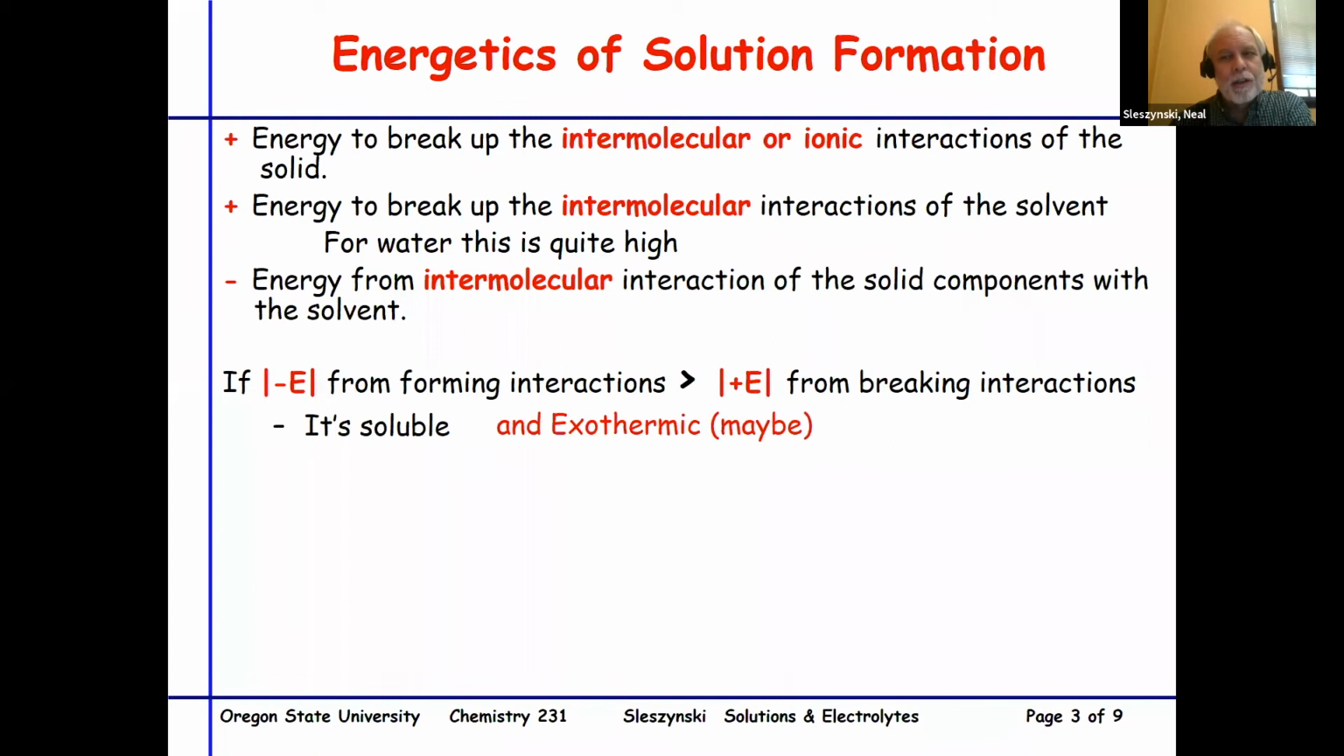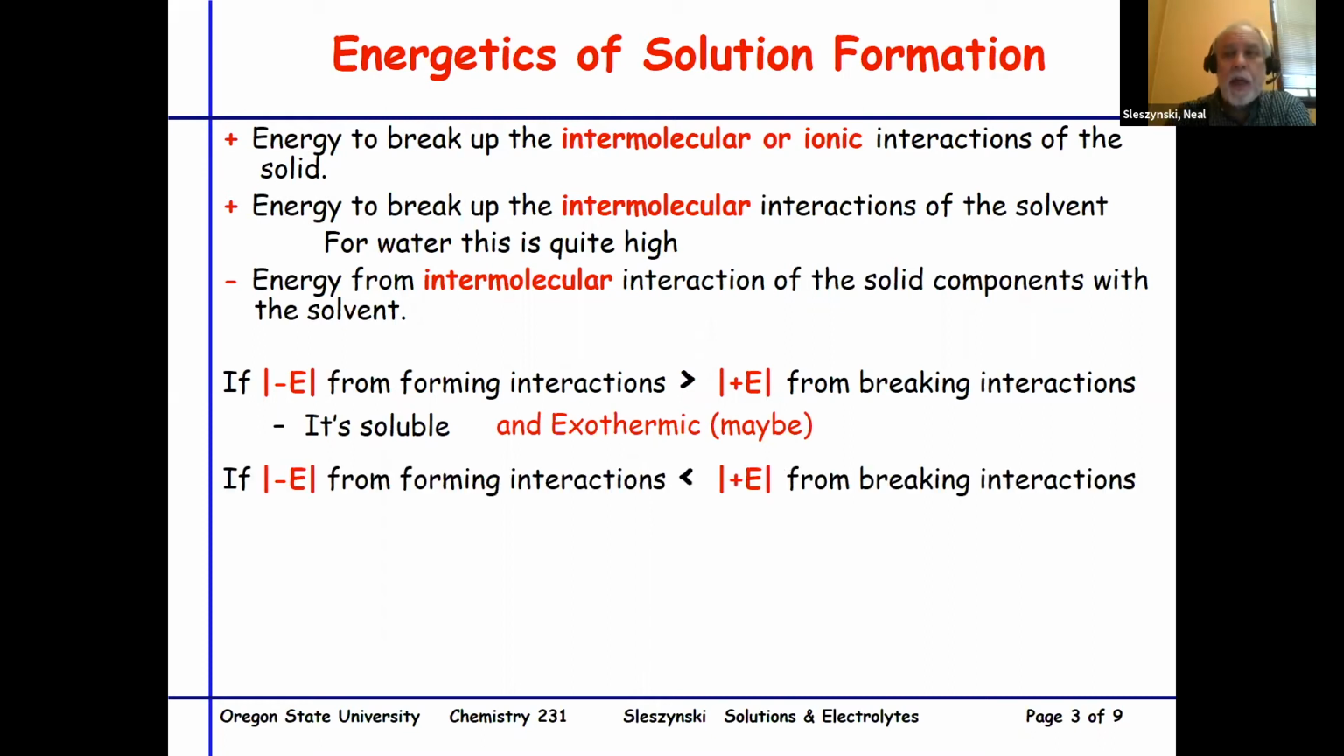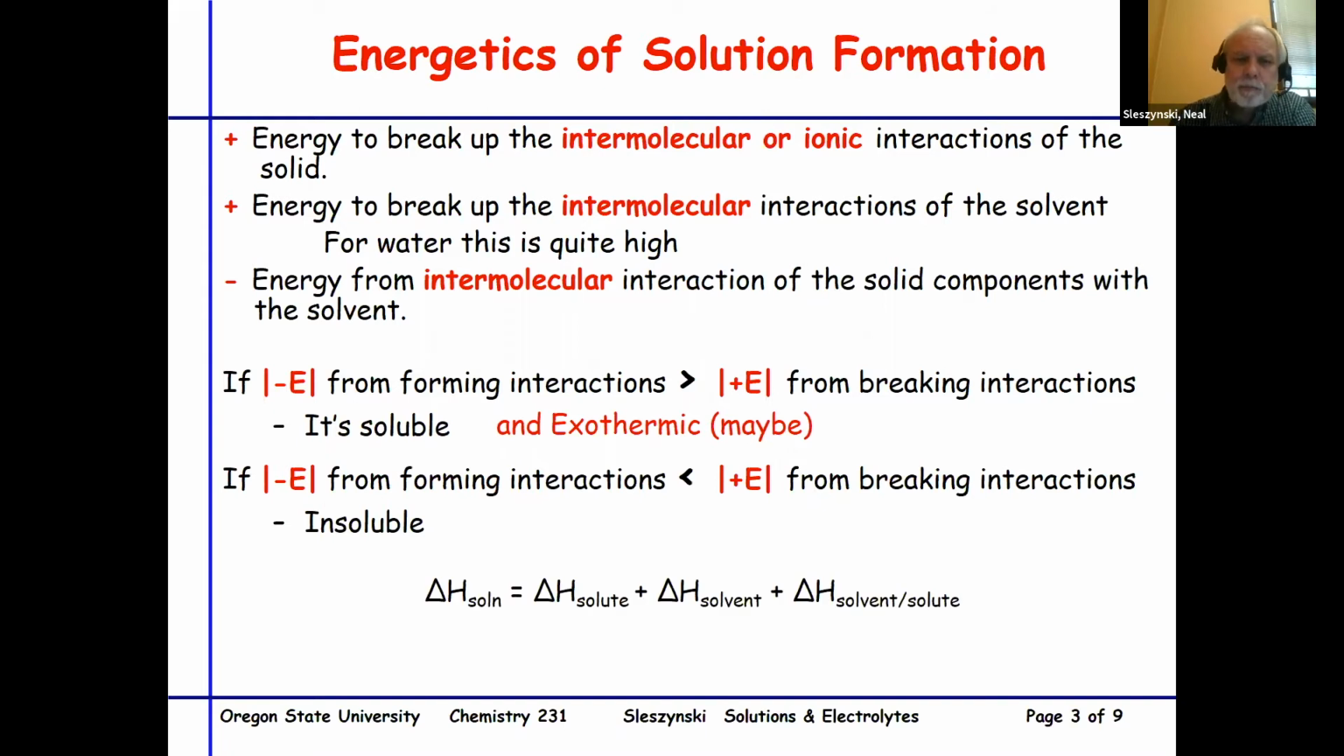And usually we'll end up with a system that is exothermic and will give up energy, usually in the form of heat, to the external environment. Not always. We'll talk about that in a minute. On the other hand, if the absolute value of the negative energy term of the interactions that we're forming, if the magnitude is less than the absolute value of the positive energy terms, the energy we have to invest in breaking the existing interactions, then the material will be insoluble and endothermic normally. And again, there are exceptions to that.